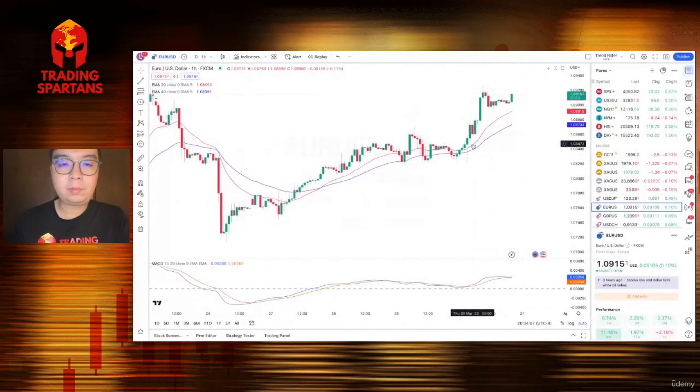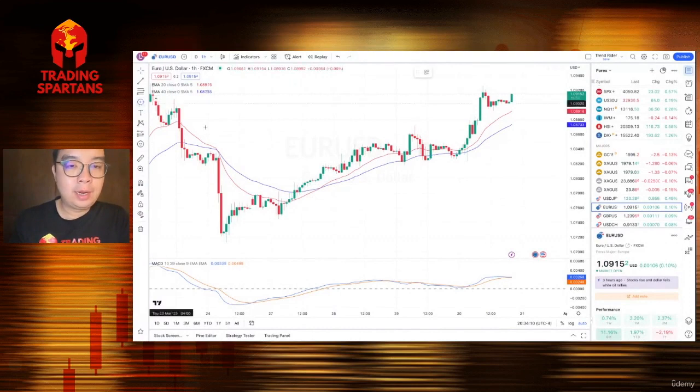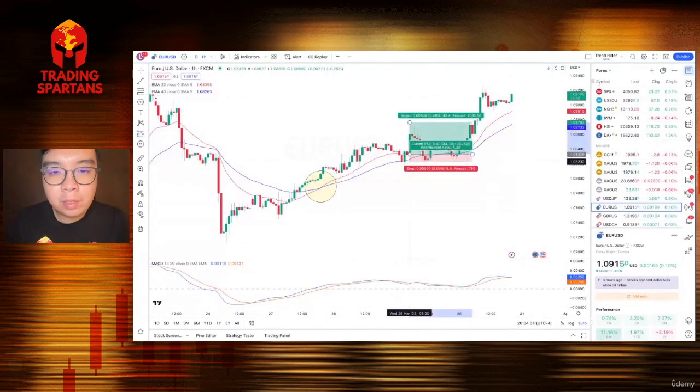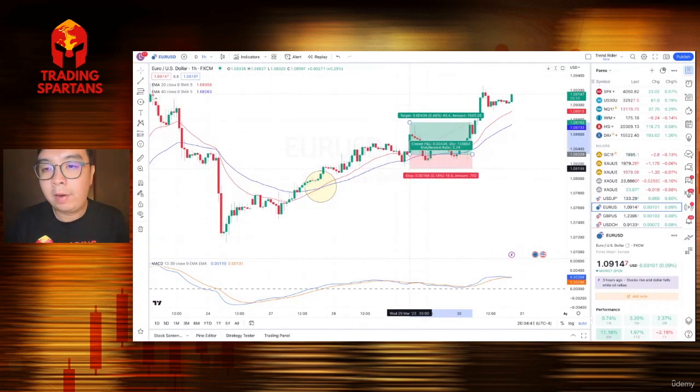H1 chart. Likewise, we see that there's a crossover here: EMA 20 crosses above EMA 40. Then we see that price touches our entry price. So let's set it here. 15 pips from our EMA 40. Here EMA 40 is at 1.08234, so 15 pips should be around 1.0805. Okay, sorry, let's see.